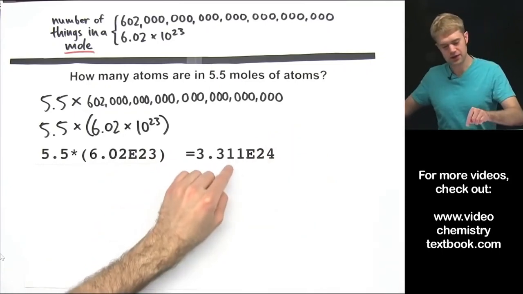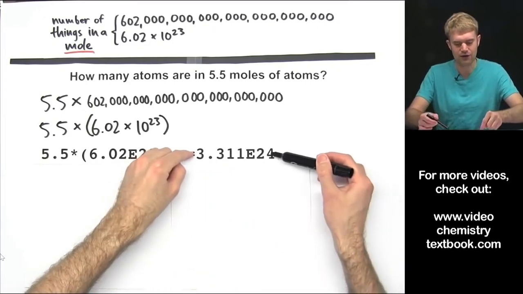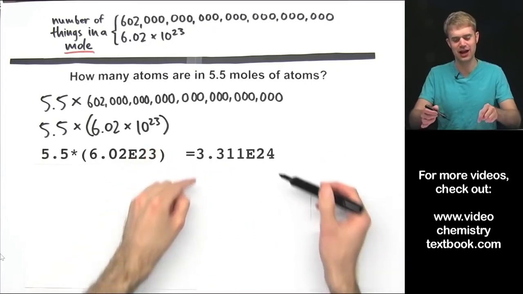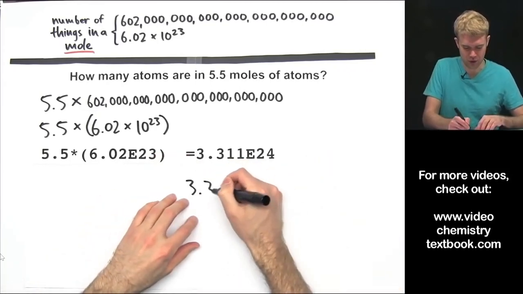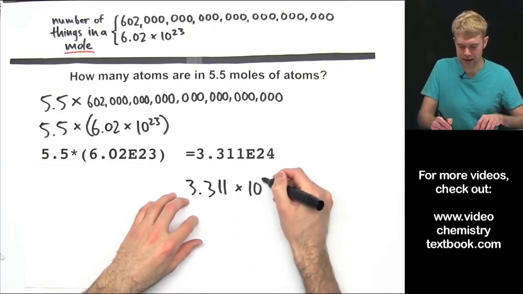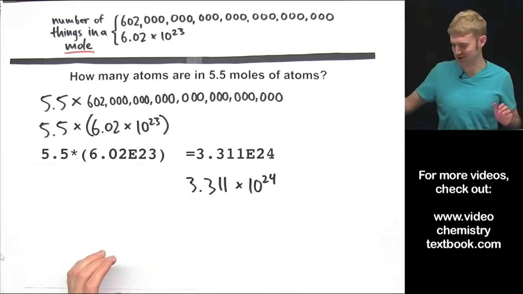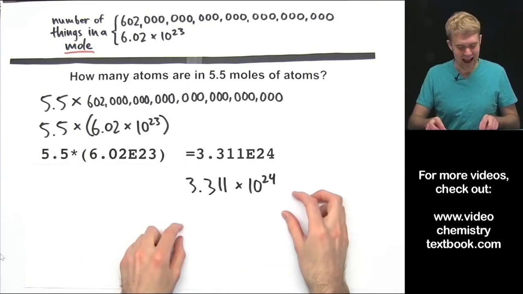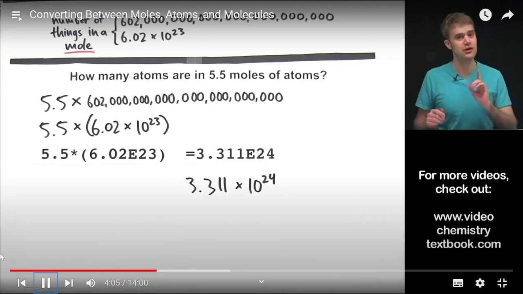There are two things that I need to do to this answer. The first thing I need to do is take it out of calculator scientific notation and put it into normal scientific notation. So I'm going to write 3.311 E24, which is 10 to the 24th. Okay, so that's in regular scientific notation. But the next thing we have to do, what's the next thing we have to do? Sig figs. How many sig figs should we have? 2. We need to take into account significant figures.